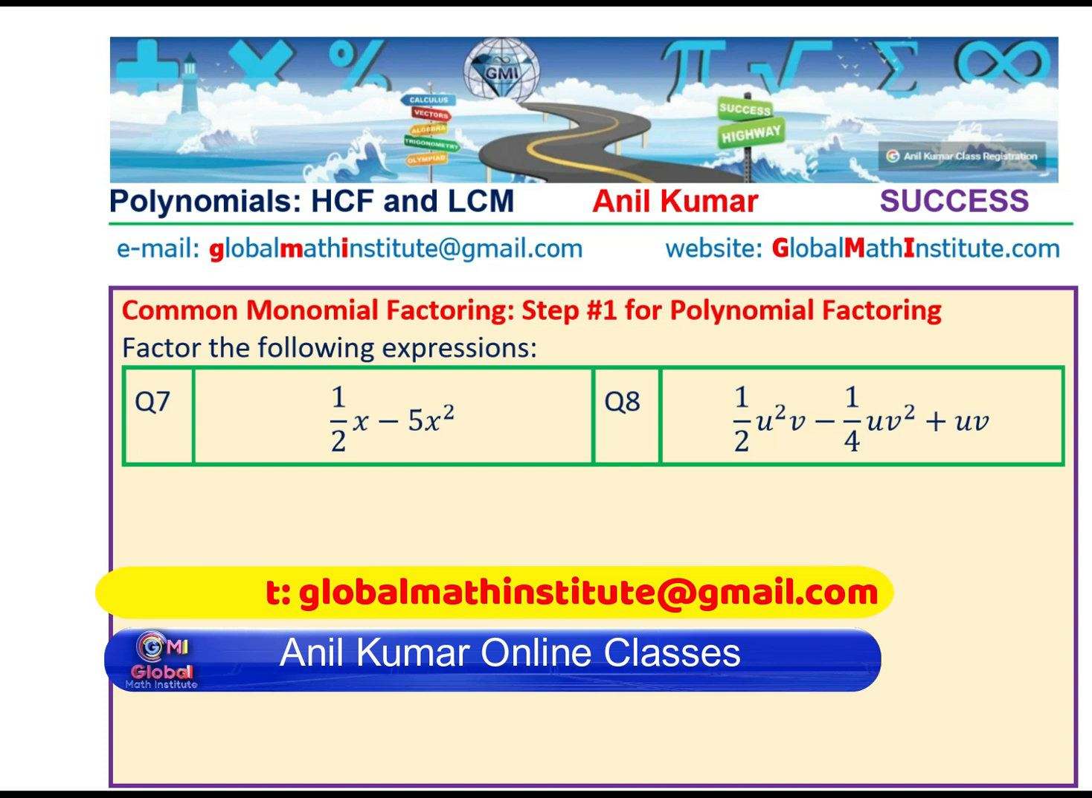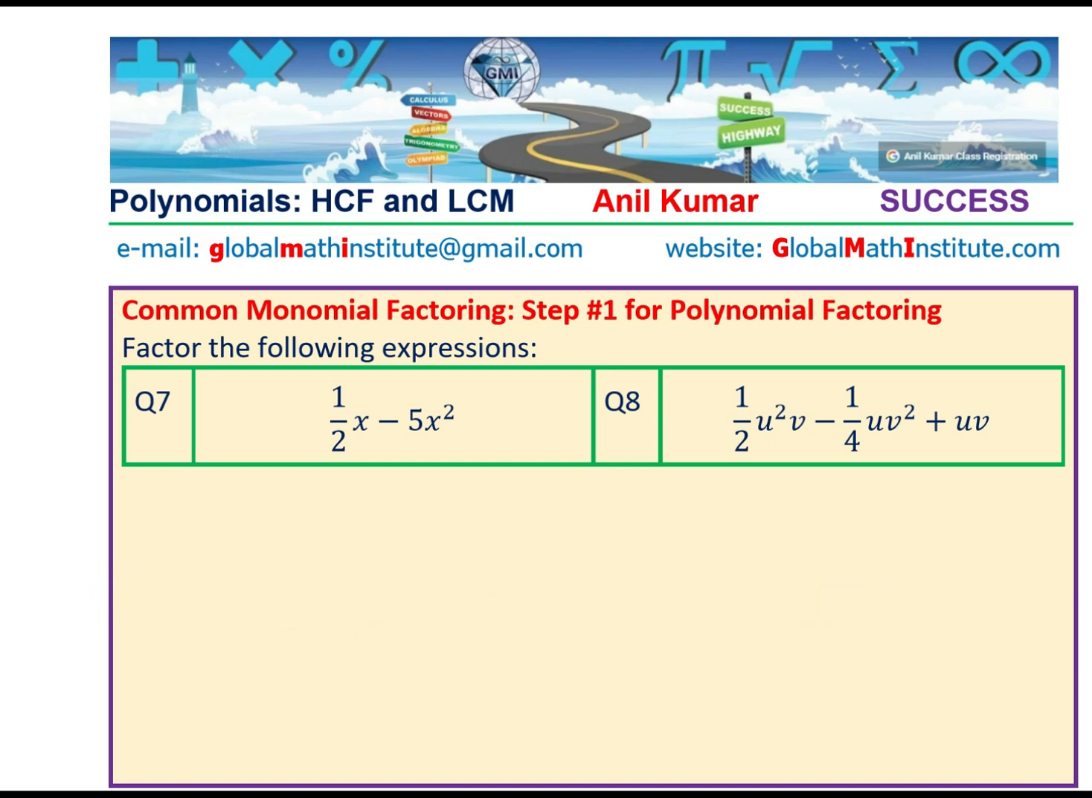Half u square v minus 1 by 4 uv square plus uv. Slightly difficult question. What can we take common as? So, let's identify the highest common factor first. The highest common factor in this case is half x. Now, how do we solve this question?